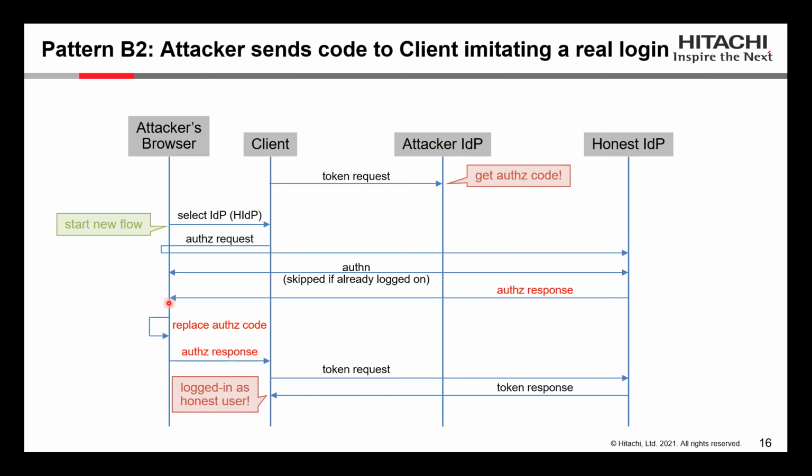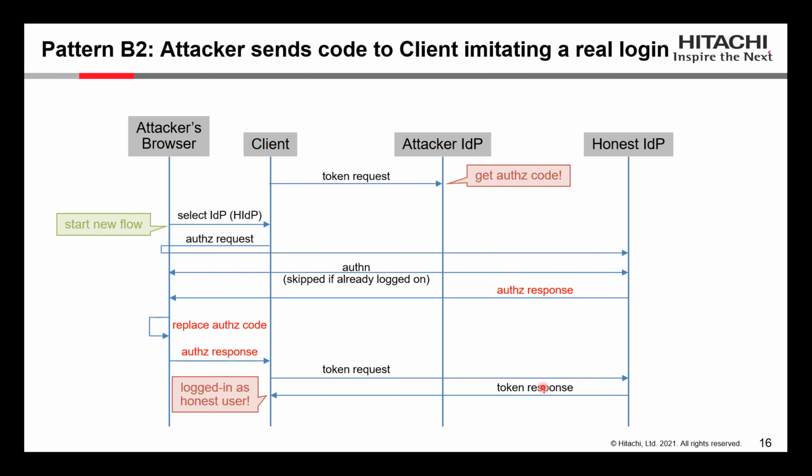At this timing, the attacker intercepts the authorization response at the attacker's browser, and replaces the authorization code in the authorization response with the one stolen before. Then the attacker sends the modified authorization response to the client. The client sends a token request to HITACHI. Then the token request includes the victim's authorization code.